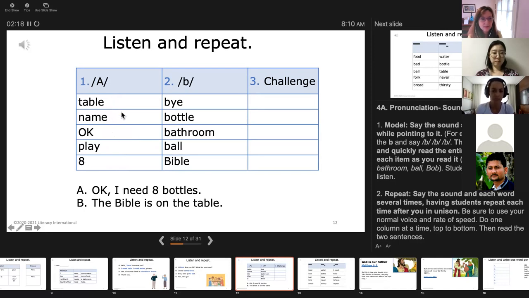So I'm going to read this whole column of words a couple of times, and you guys can listen. Table, name, okay, play, ate. Table, name, okay, play, ate. Now I will have you guys repeat in unison. Can you go ahead all together? Everybody say these words with me.